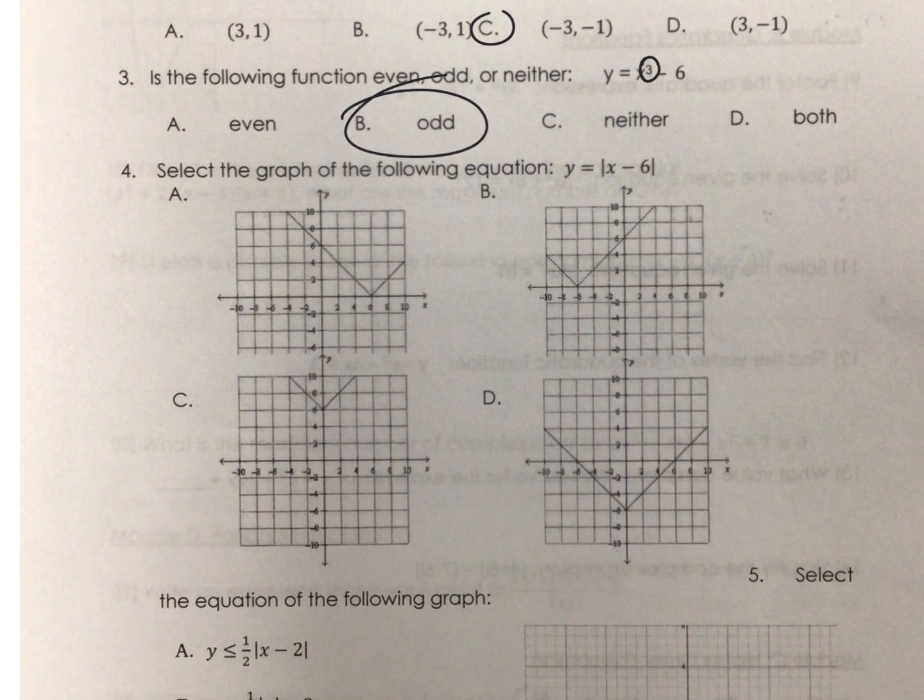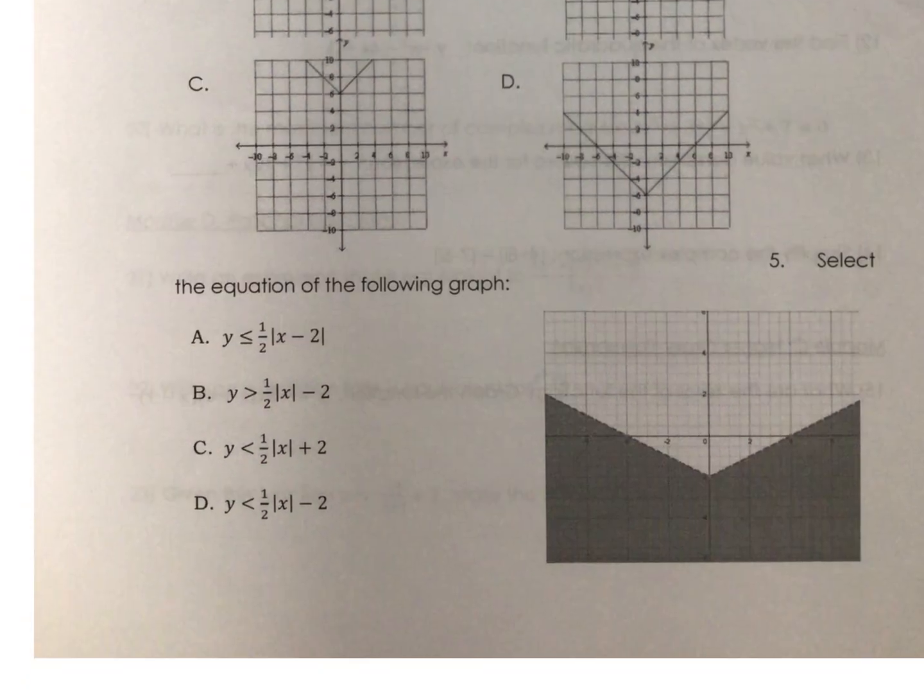Number 4, select the graph of the following equation. Well, let's look for the vertex, right? The vertex should be at 6, 0, since there's no k. And let's see, A has a 6, 0, B does not, C does not, D does not, so it has to be A.